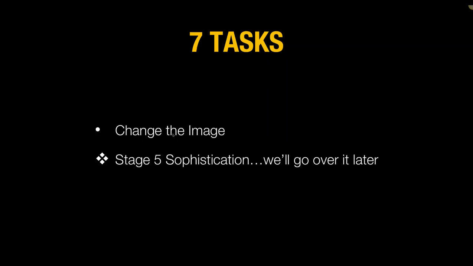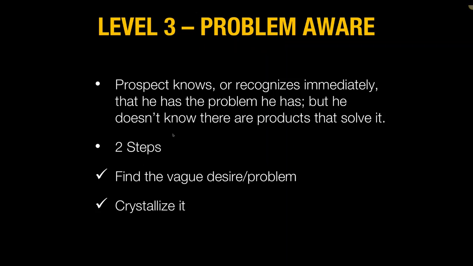Changing the image that someone associates with the product itself is a stage 5 sophistication problem. We're going to go over that when we talk about the 5th stage later in the course. Changing the image is an extremely powerful way to recapture a market. I don't want you to brush over it, but for right now, all you need to know is the first 6 before this one.